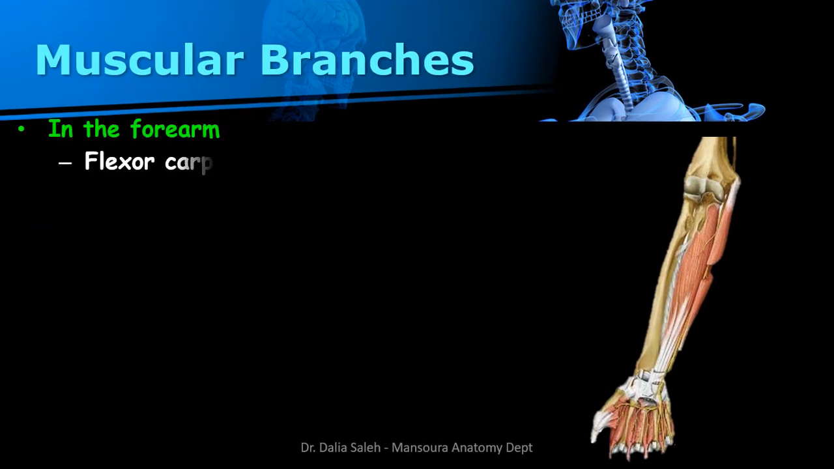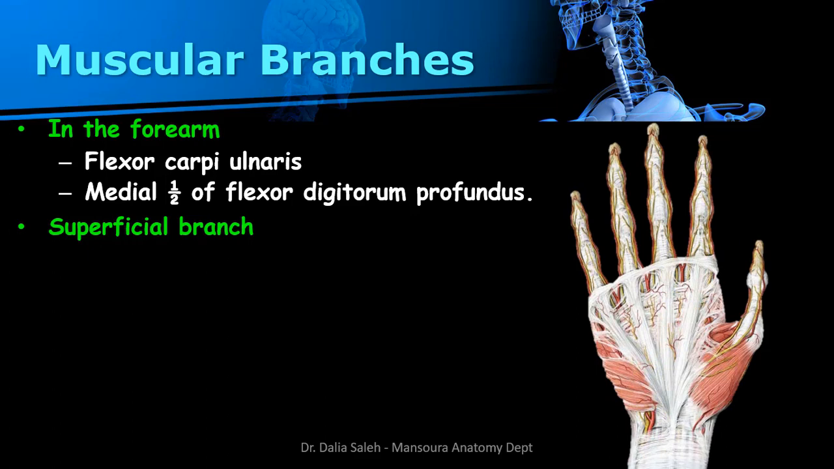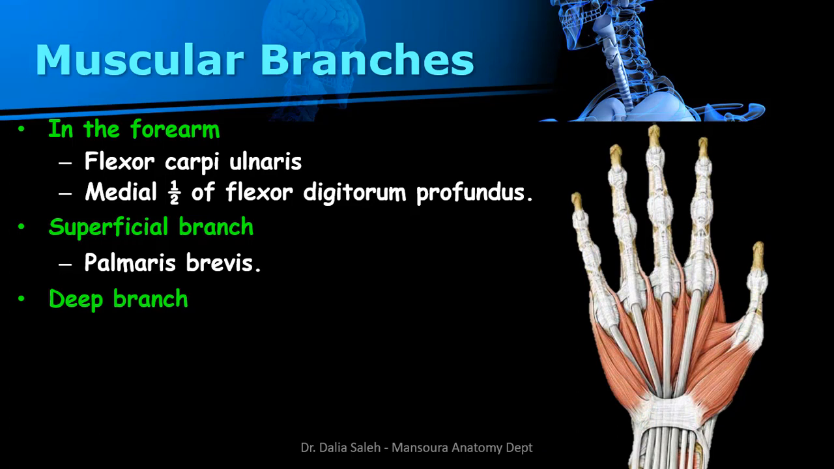In the forearm, it supplies the flexor carpi ulnaris and the medial half of the flexor digitorum profundus, or the part of the muscle that flexes the ring and the little fingers. In the hand, it gives a superficial branch that supplies one muscle called palmaris brevis muscle, found at the hypothenar eminence, while its deep branch supplies most of the short muscles of the hand, like the hypothenar eminence muscles, namely the flexor digiti minimi, the abductor digiti minimi, and the opponens digiti minimi.